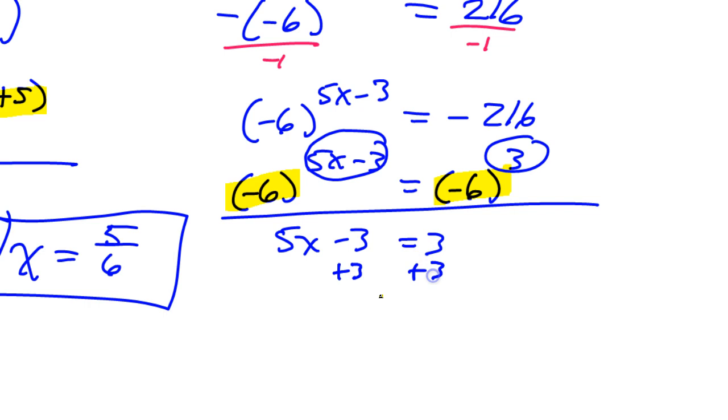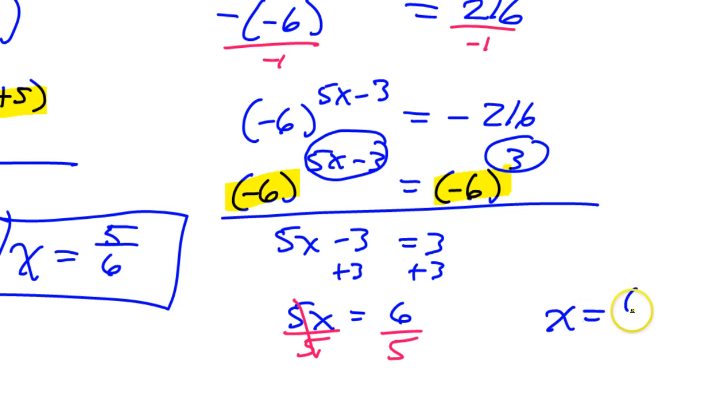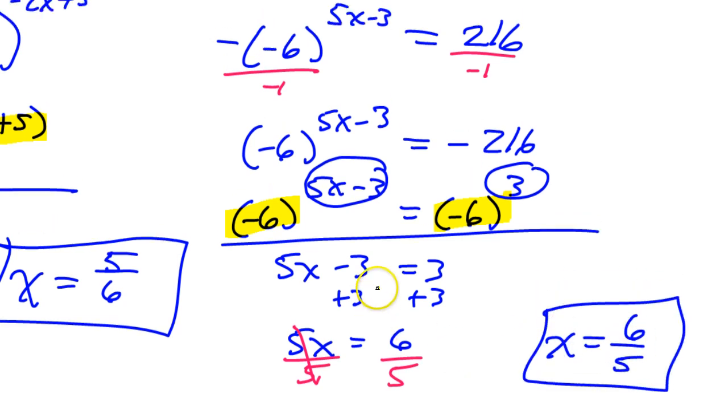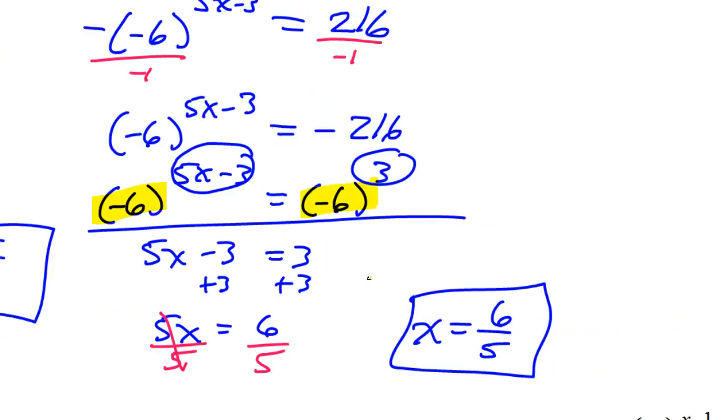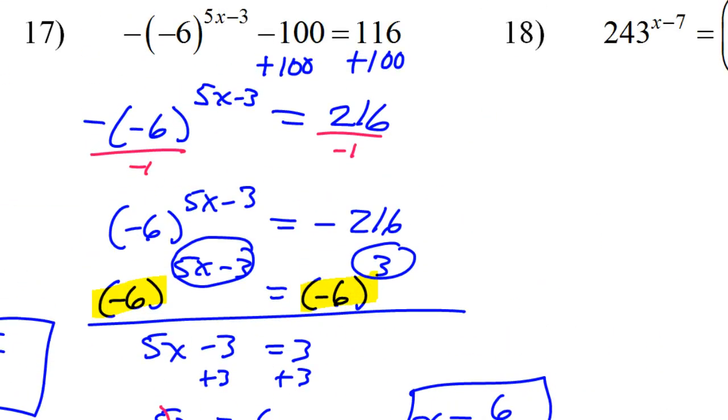Add 3 to both sides. We'll get 5x is equal to 6. Then we'll divide by 5, and that's the answer. So x is equal to 6/5. Any questions about number 17? Okay. Let's move on to number 18.